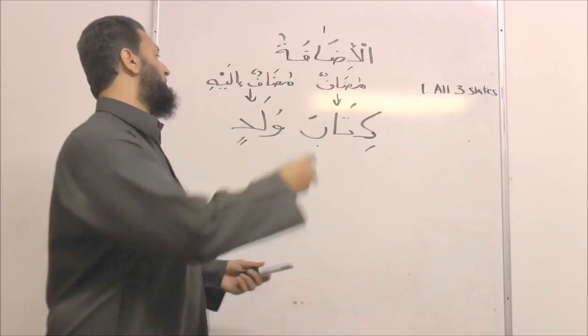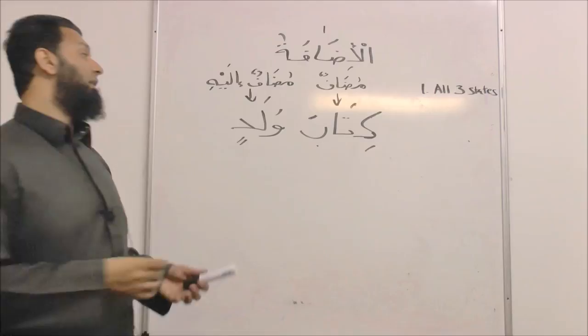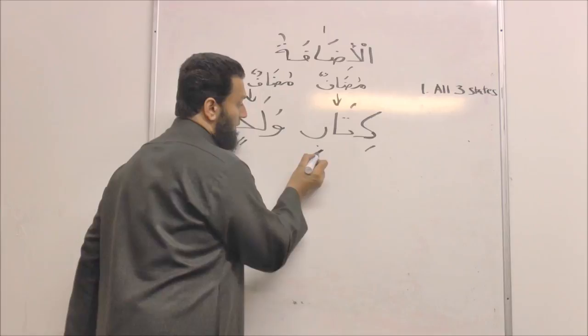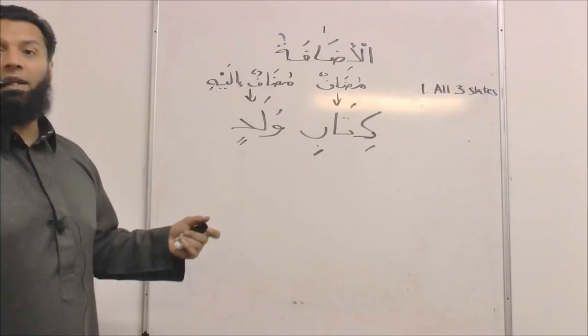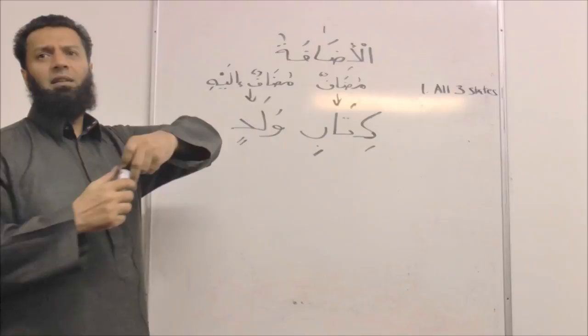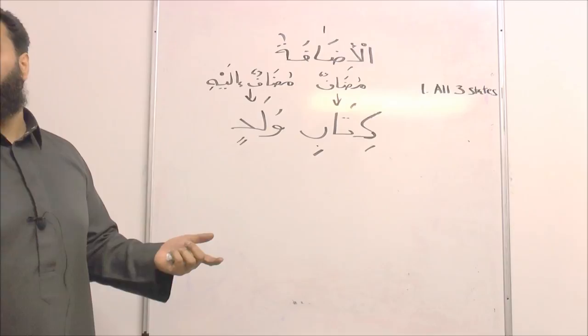So what's the third state therefore? Kitabi. Right. And what's that third state called? Majrurun. Kitabi waladin. But kitabi waladin, just like kitaba waladin, written by itself is incorrect. Why? There's no harfu jar before kitab.